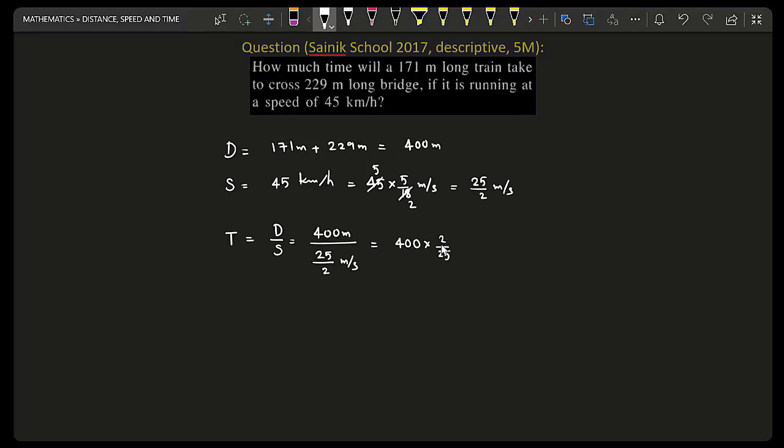Meters get cancelled. In the denominator we have per second, so in the numerator it is going to become seconds, right? Now simplification. One 25 is 25. 40 minus 25 is 15, and add 0 at the end. So 150. 150 is which multiple of 25?